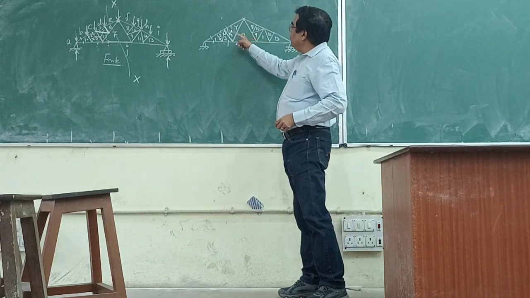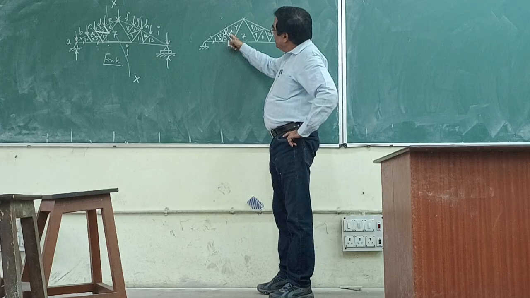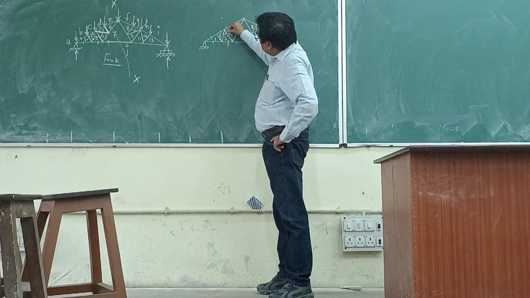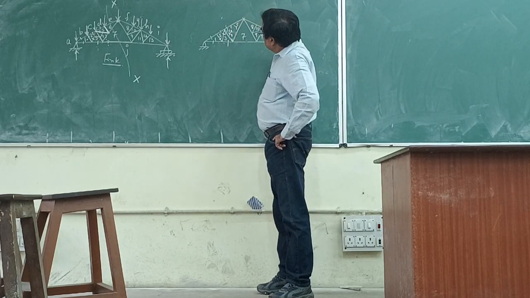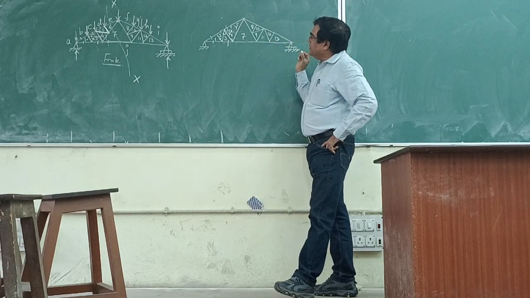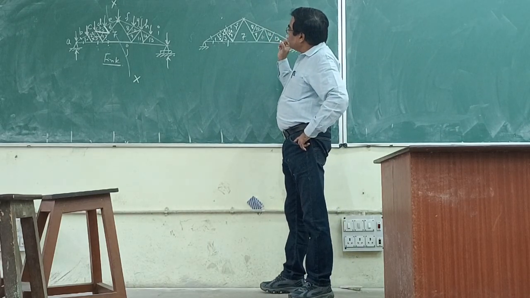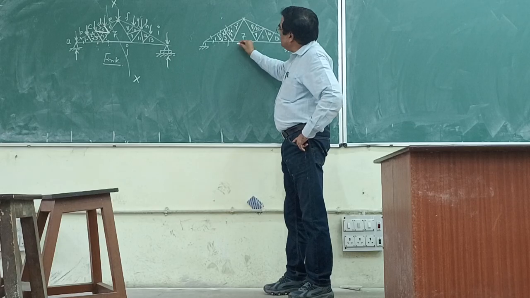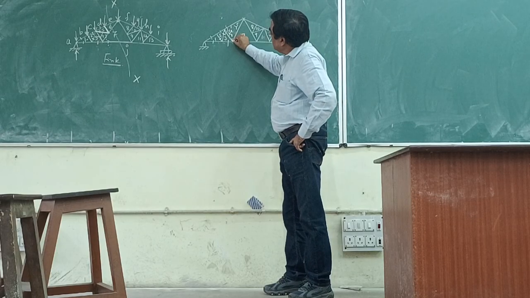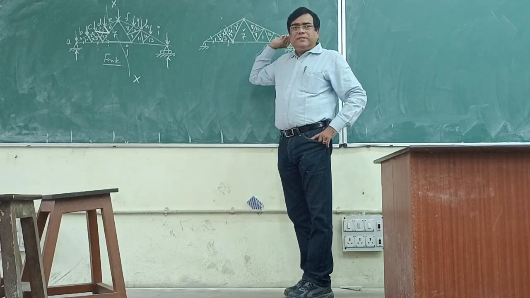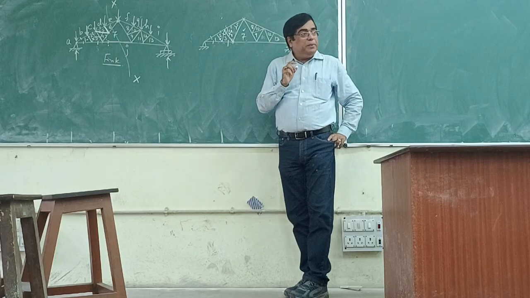Now, once you know the vector space X, if you come at this joint, you can solve vector space Y. If you can solve vector space Y, then if you come at joint J, you can solve vector space 7. I will repeat this question again.